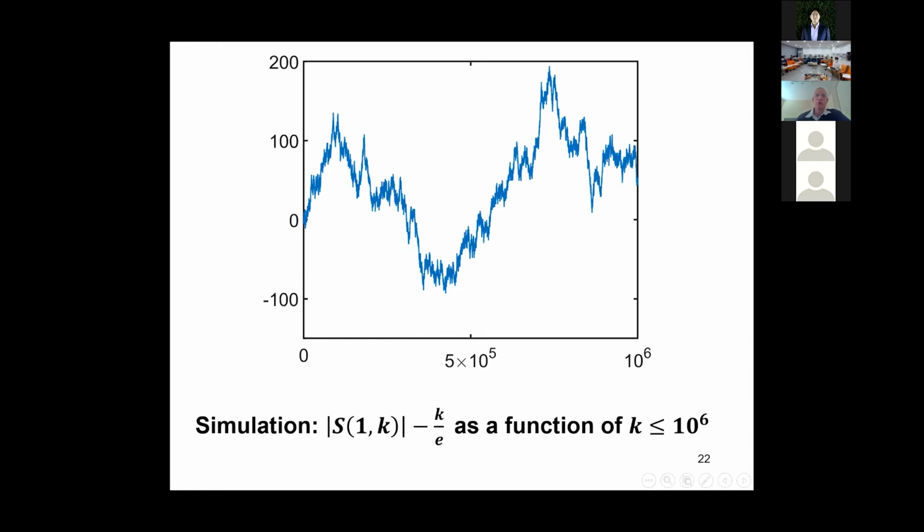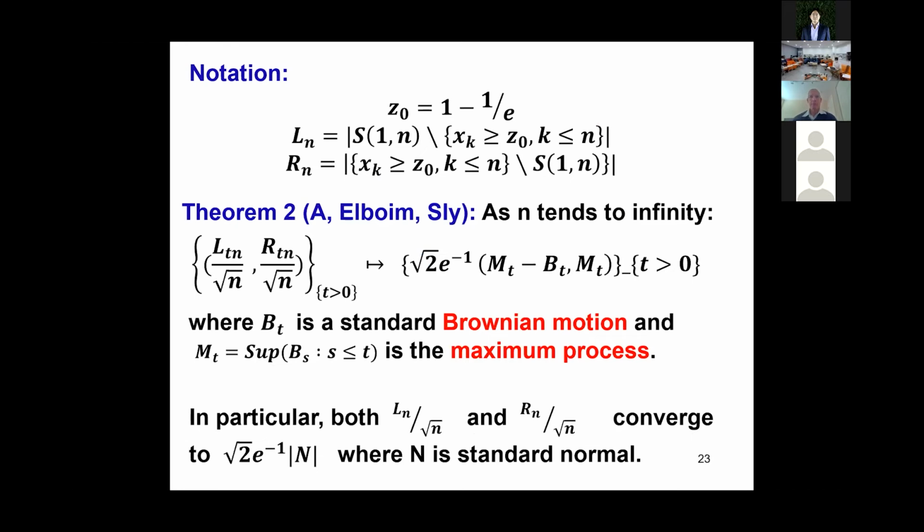Now we actually know also about the behavior of this memory. I told you that basically most of the elements above 1 minus 1 over e stay, and almost all the elements below 1 minus 1 over e leave. Here is a more formal statement. So let's denote by z naught 1 minus 1 over e. And let L, for left, Ln will be the content of the memory minus all the elements that were bigger than this 1 minus 1 over e.